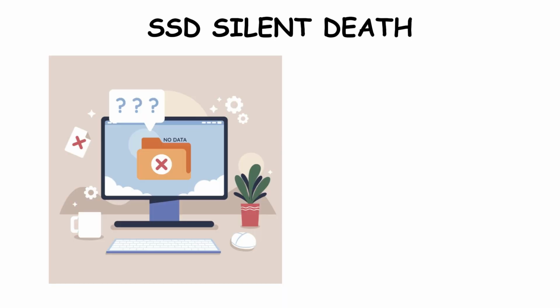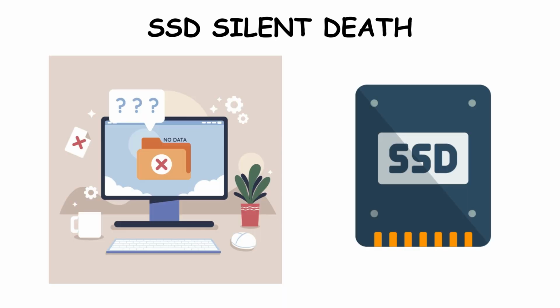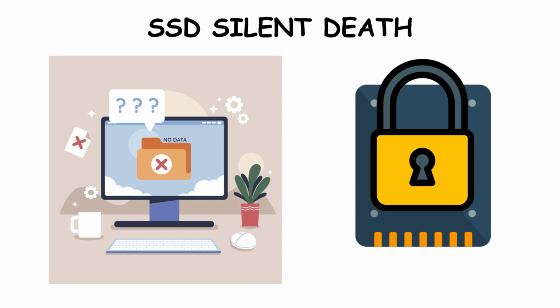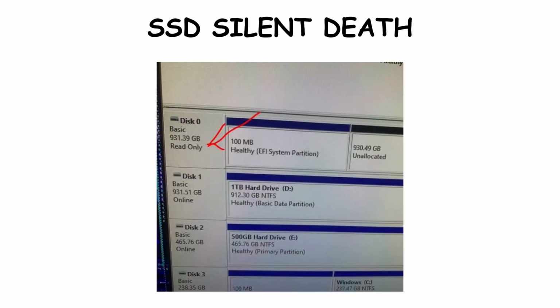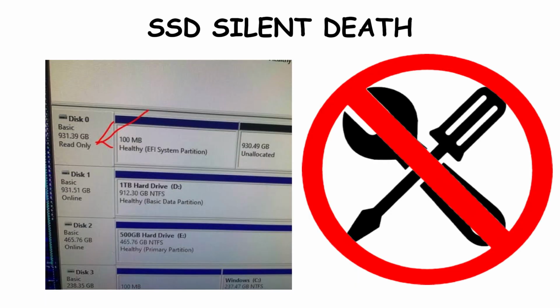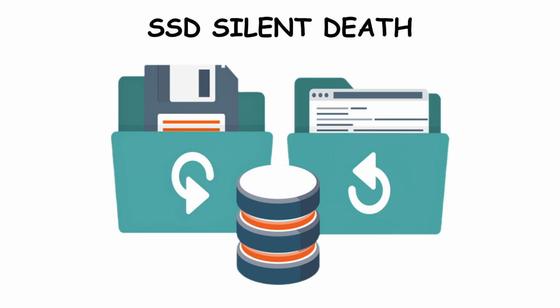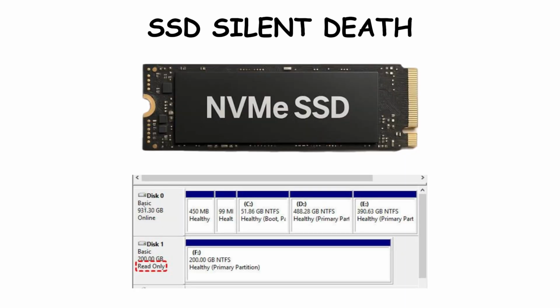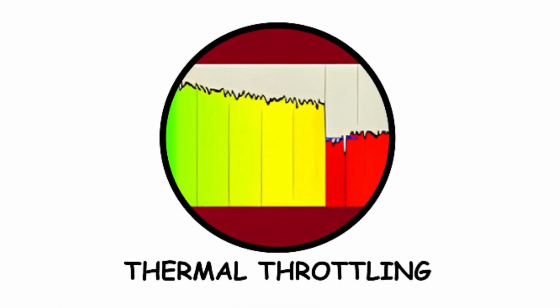To prevent complete data loss, the drive's controller detects this structural failure and permanently locks the SSD into a read-only state. There is no physical repair for this. Your only option is to back up your files immediately while the drive still lets you read them and buy a replacement. Thermal throttling.